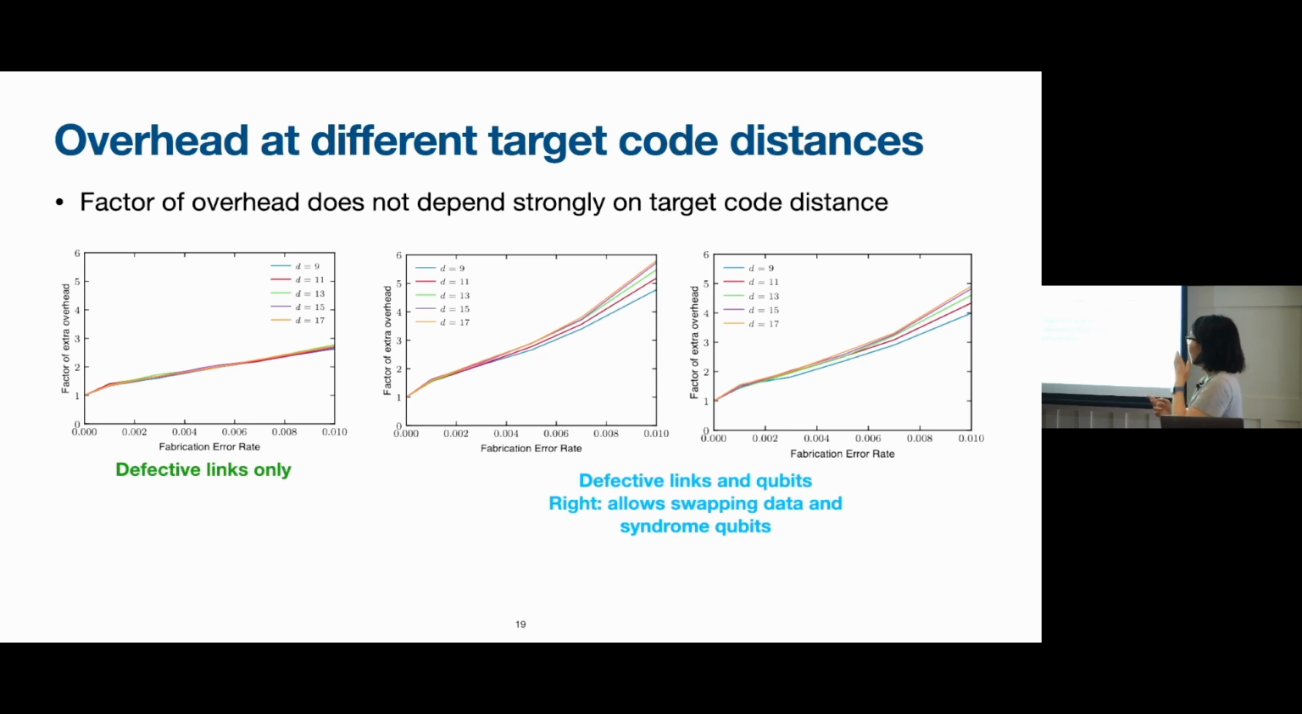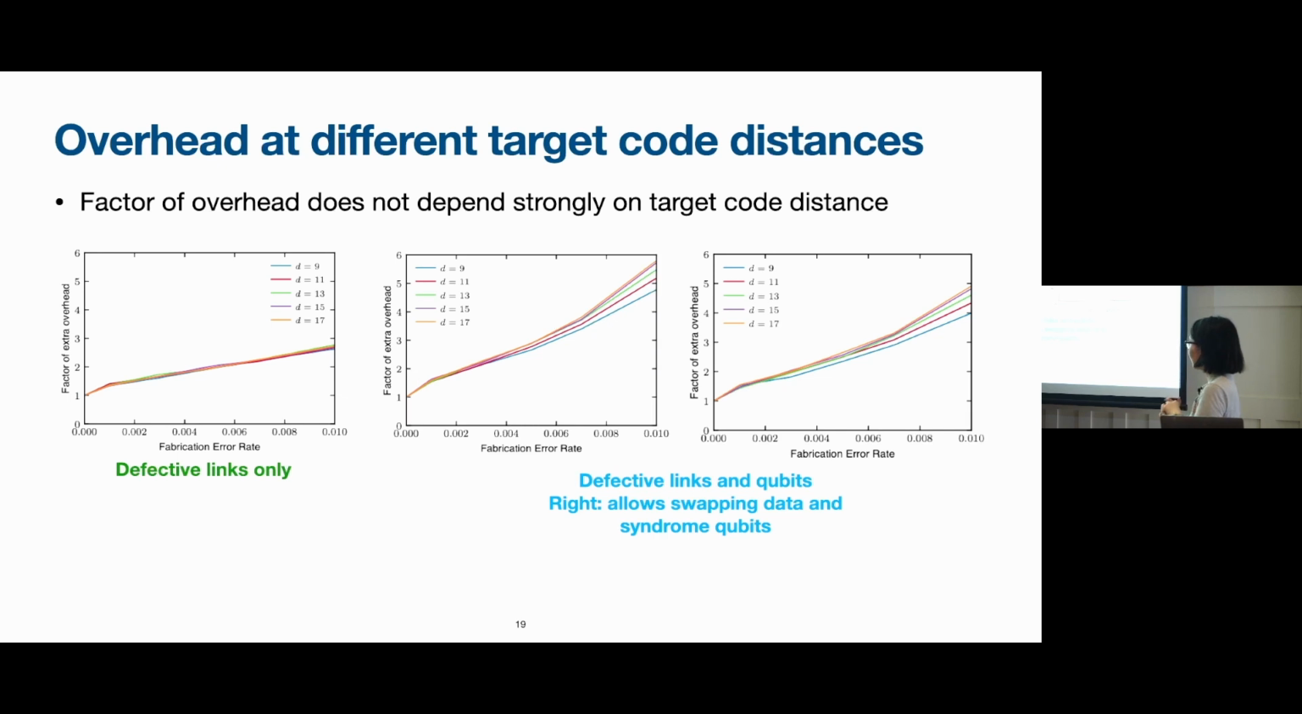So here is the factor of resource overhead for different target code distances, because we want to see if this overhead is higher when we aim at a larger code distance. And it turns out that this factor of overhead doesn't actually depend strongly on the target code distance. So we were wondering whether for larger code distances we need to distribute the logical qubit on multiple triplets, but from these results it seems that it's not strictly necessary.